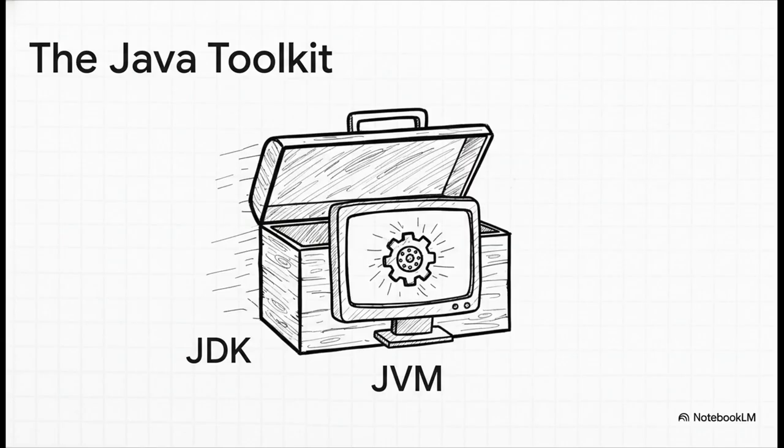And to make this all work, you need the right tools. The JDK, or Java Development Kit, is the whole workshop. It's what programmers use to write and compile the code. But if you just want to run a Java program, all you need is the JRE, the runtime environment. And at the heart of it all is the JVM, the Java Virtual Machine. That's the engine, the interpreter, that does the final step of actually running your code.